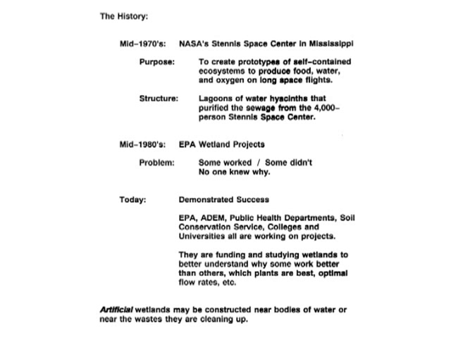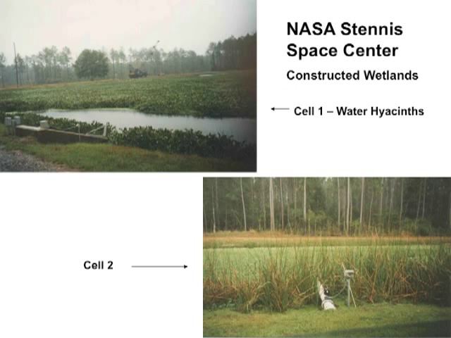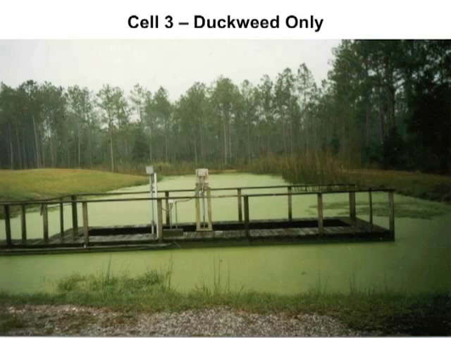Later they added a welcome center out at one of the entrances. They just put a little constructed wetland right next to it to handle that water. This is pictures from one of his 4 systems. The first cell is the water hyacinths cell, floating plants, and then I'm standing on the dam between the first cell behind me and the second cell. You can see the reeds and rushes. And then the third cell in all of his is duckweed only.